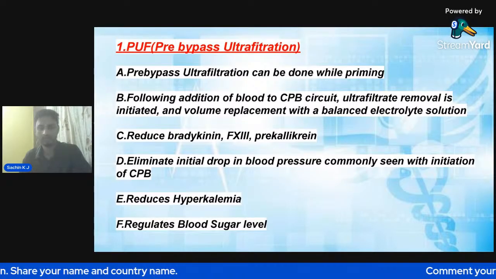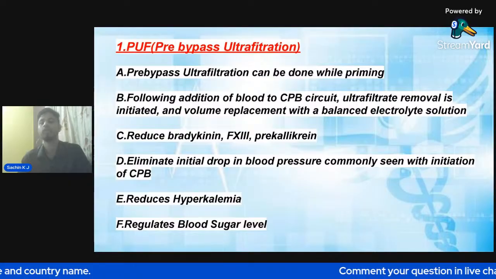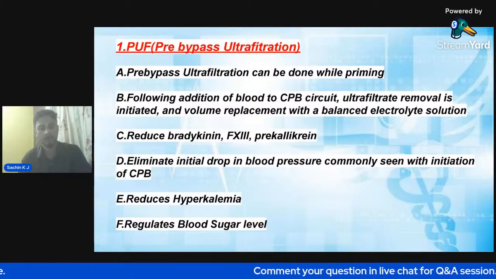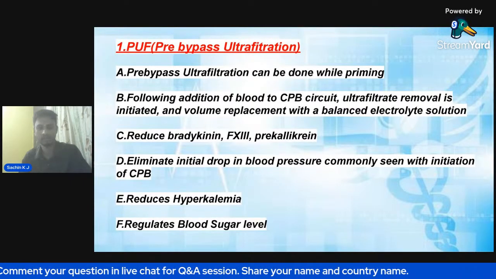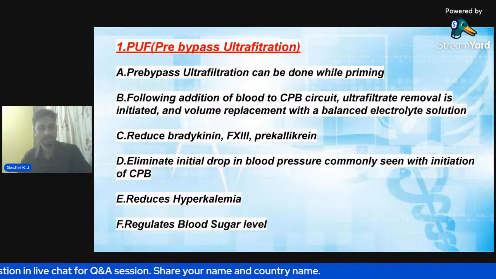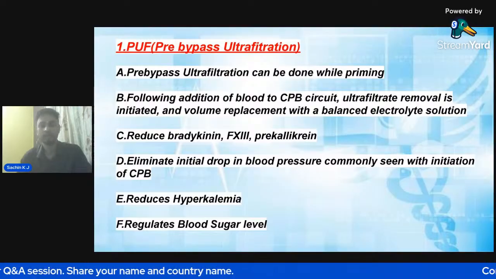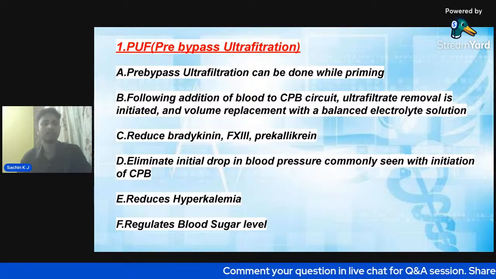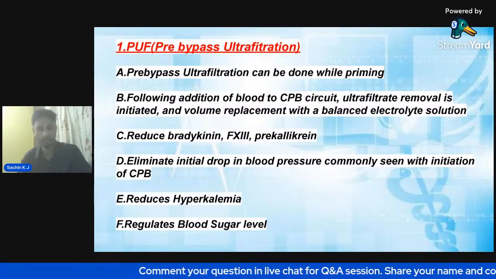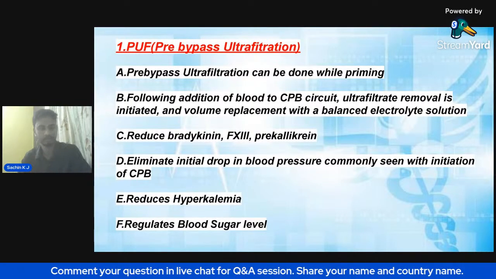Following addition of blood to the CPB circuit, ultrafilter removal is initiated with volume replacement using a balanced electrolyte solution. It will reduce the bradykinin and factor 12 prekallikrein. It will eliminate the initial drop in blood pressure commonly seen with the initiation of CPB, and it will reduce the hyperkalemia, and it will regulate the blood sugar level. It is very useful technique for pediatric patients.